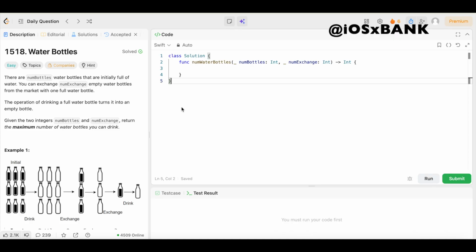And today we have question number 1518, water bottles. The difficulty level is easy, so you already know we're going to keep the solution as simple and easy to understand as possible.